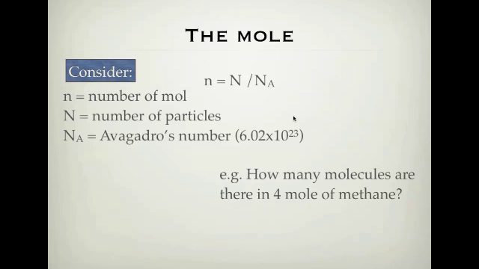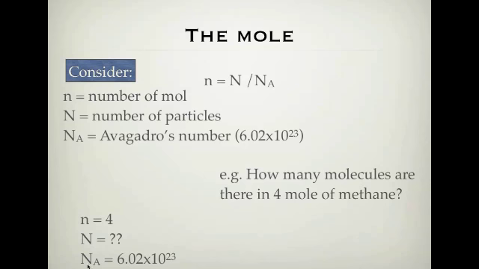I'll start off by writing down what little n equals, what capital N equals, and what capital Na equals. Little n is the number of moles. So my question tells me I have 4 moles of methane. So my little n is 4. My capital N, my number of particles, is my number of molecules. So how many individual molecules? This is a question mark, because we don't know what it is.